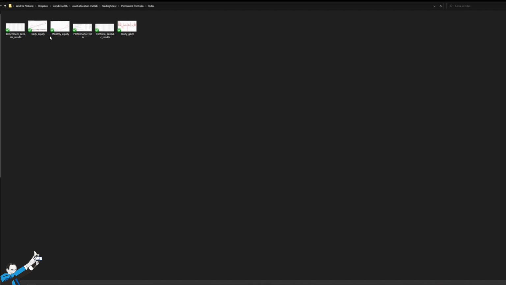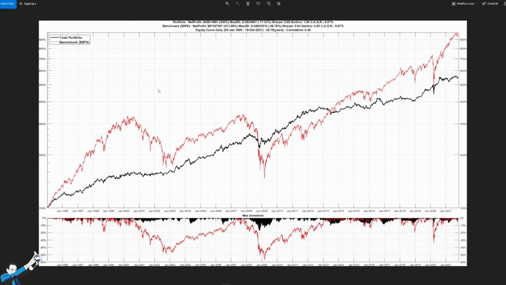So by replacing ETFs with indexes, we have longer historical data available. So here's the test starting from 1995. Obviously, since then, the strategy would have gone through different market conditions and more periods of crisis. For example, here we can see the dot-com bubble that hit NASDAQ in the early 2000s.